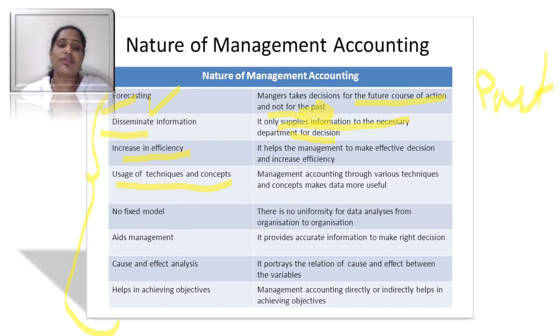So the management accounting, it uses various techniques in order to come to a final conclusion. And there is no fixed model. Obviously, an organization cannot work on one particular fixed model because of the various external and internal factors.